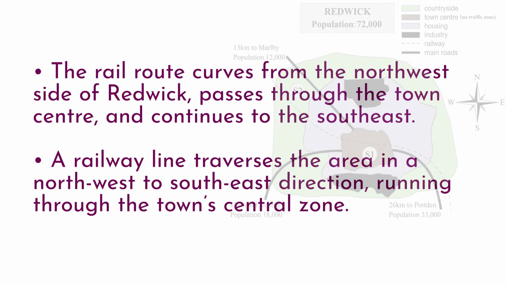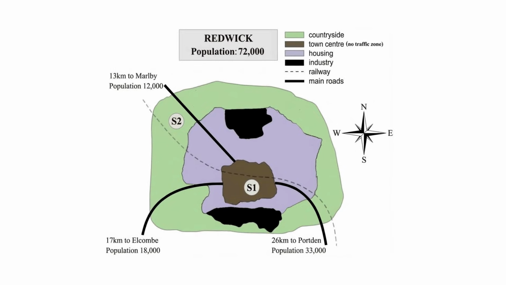You could also say, the rail route curves from the northwest side of Redwick, passes through the town center, and continues to the southeast. A railway line traverses the area in a northwest to southeast direction, running through the town's central zone.